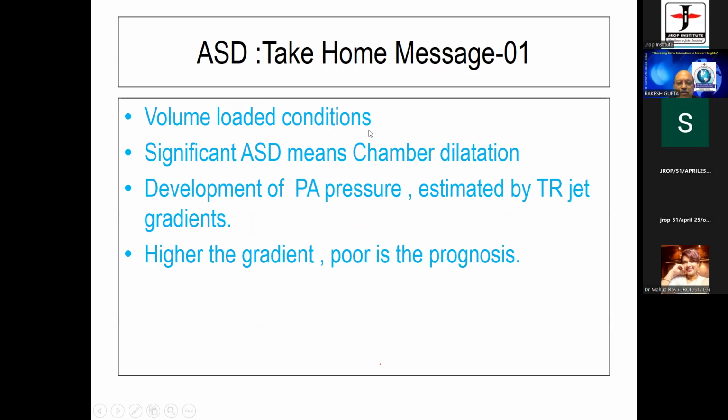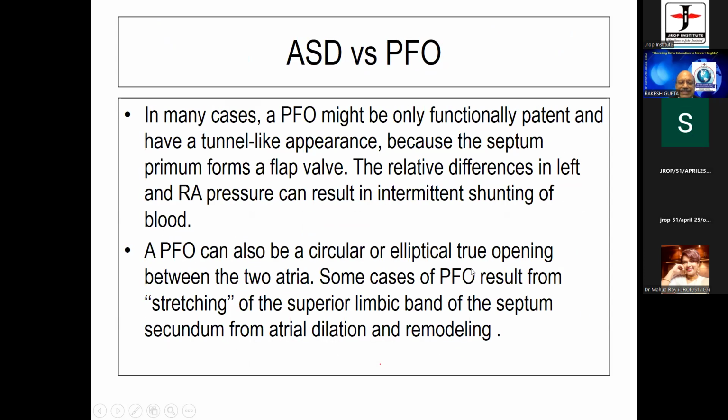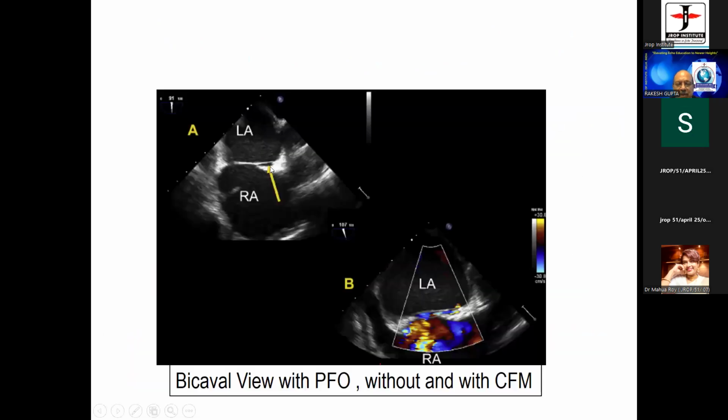So it's a volume overloaded condition. Large ASD means chamber dilatation, development of PA pressure, TR gradients. Higher the gradient, poorer is the prognosis. Now a word about PFO versus ASD. What is PFO? PFO is patent foramen ovale.